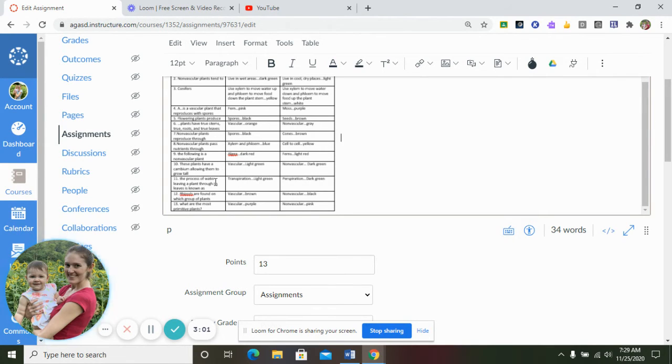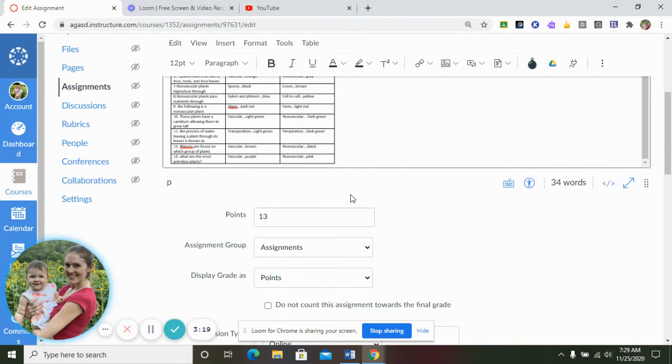These plants have cambium, allowing them to grow tall. That's going to be a vascular plant. The process of water leaving a plant through its leaves is known as transpiration or perspiration. Well, plants go through transpiration. Humans go through perspiration. That's whenever you're sweating, you perspire.